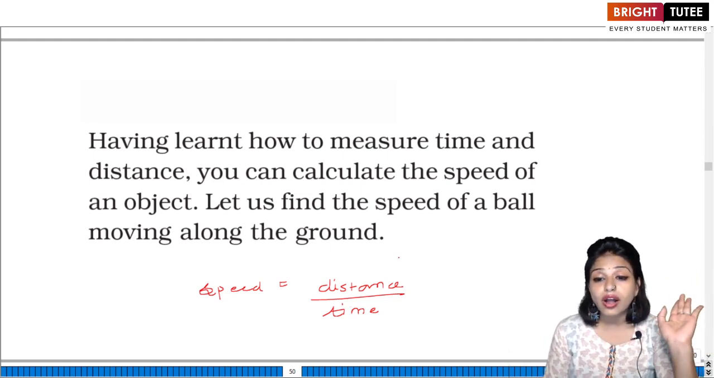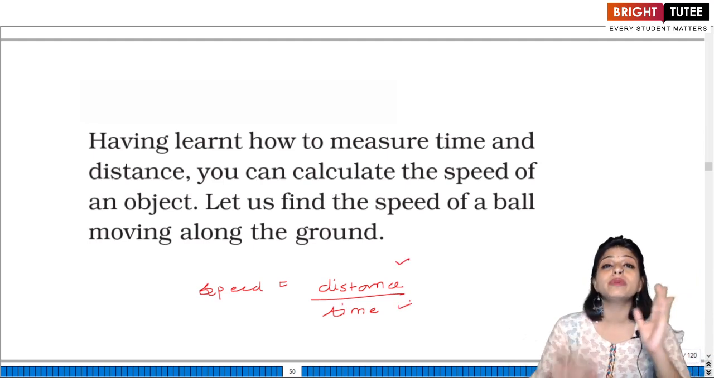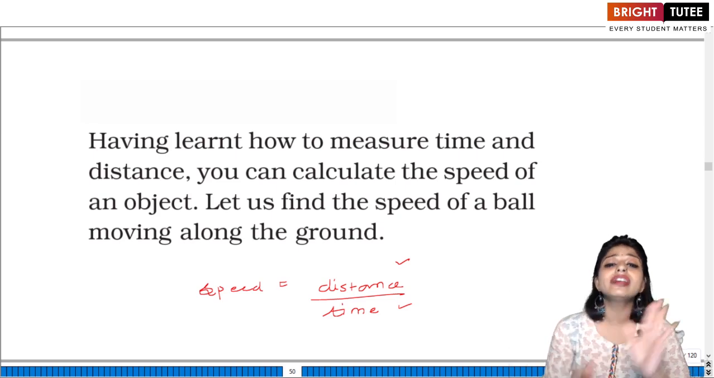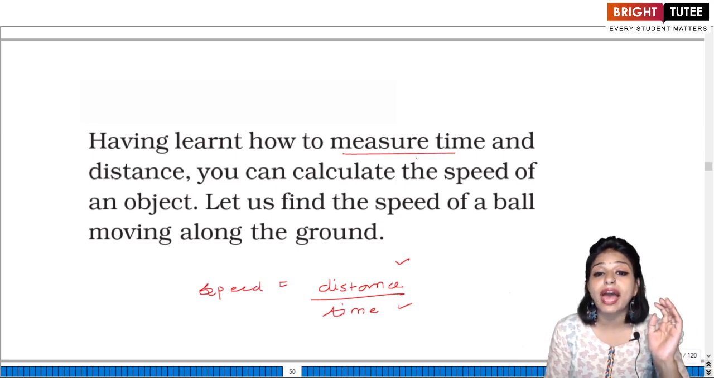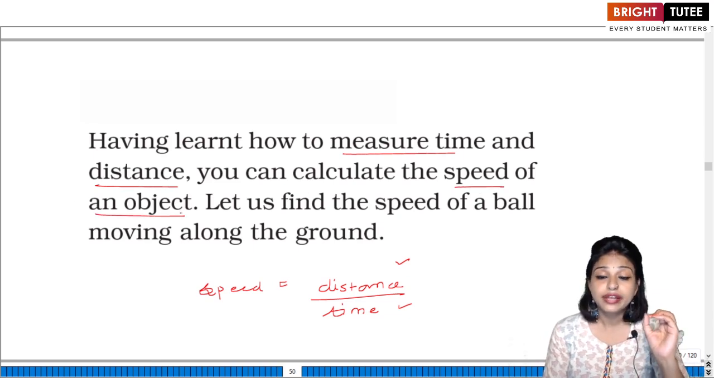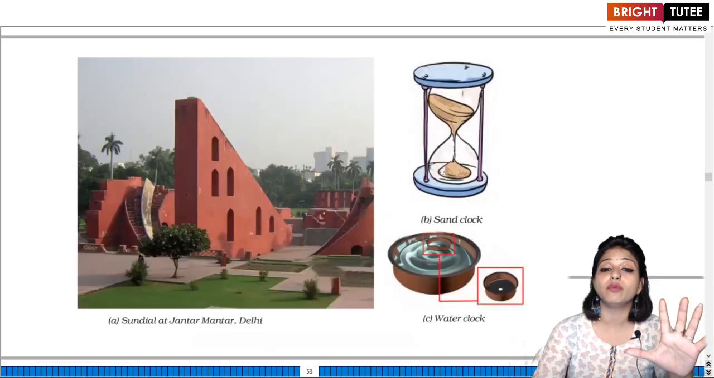Now, if I know how to measure distance and how to measure time, it becomes really easy to measure the speed. So having learned how to measure the time and the distance, you can now calculate the speed of an object. Let us find the speed of a ball moving on the ground.